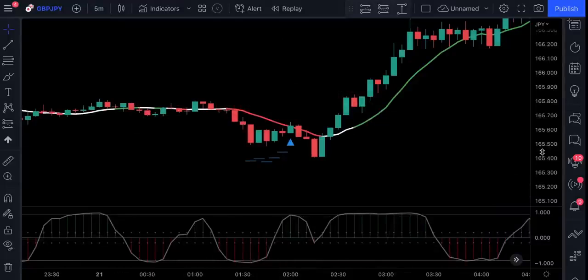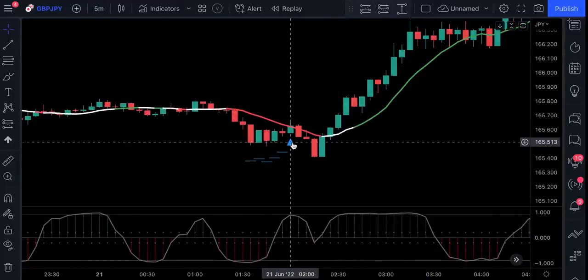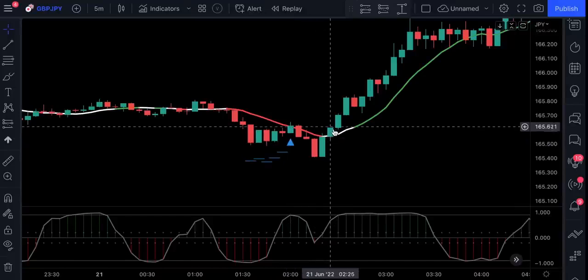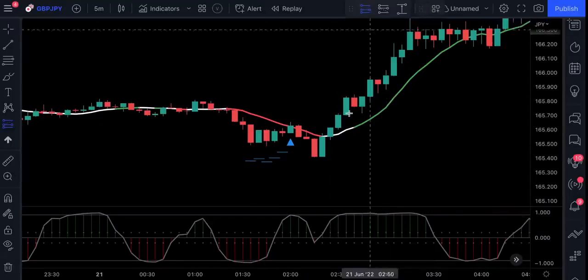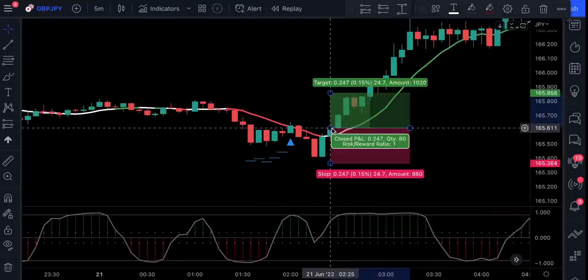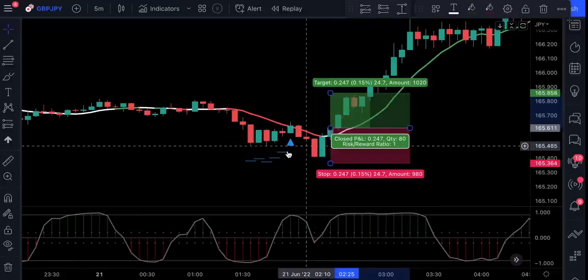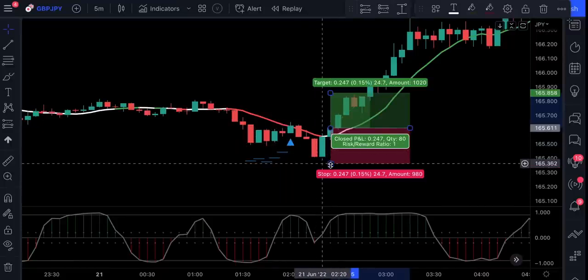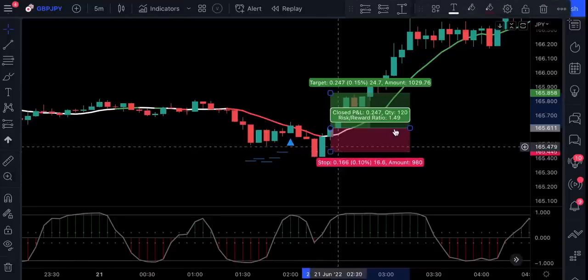Okay, so for a long position to be valid, we first need to have a new buy signal issued by the Humble Bar's correction indicator. The second condition will be to have a new bullish candlestick that would close above the baseline. And finally, we need to have the RSI histogram colored in green. We're going to take a long position at the close of our trigger candlestick. Our stop loss will be set at the very recent stop loss level. And we're going to be targeting 1.5 times the risk.